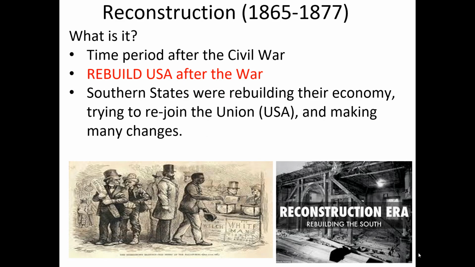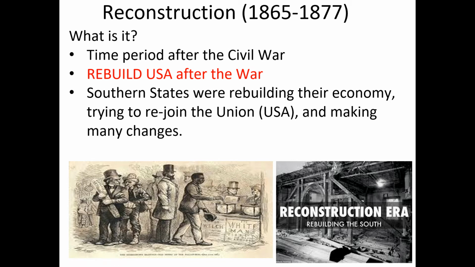Right. Hey guys. So now that we have completed the Civil War, which was from 1861 to 1865, it's time to move on to the next time period that we're going to study, which is Reconstruction. Now, Reconstruction is the time period after the Civil War. It lasts about 12 years.